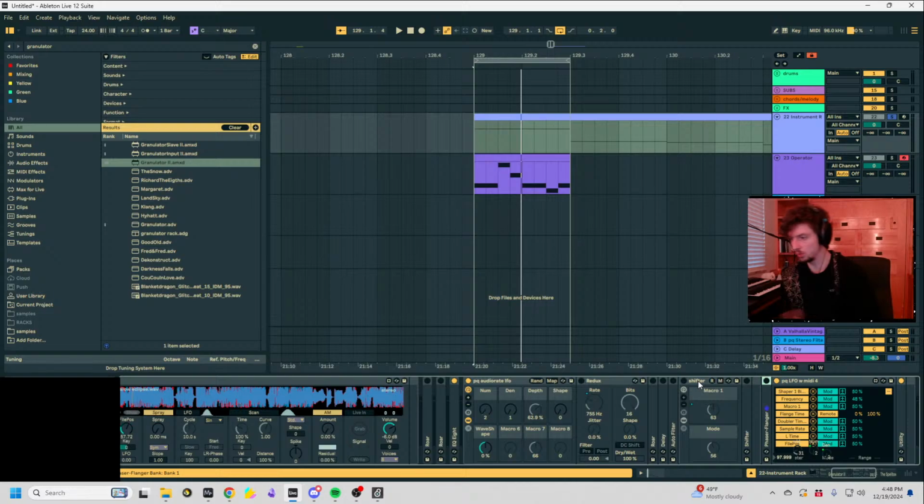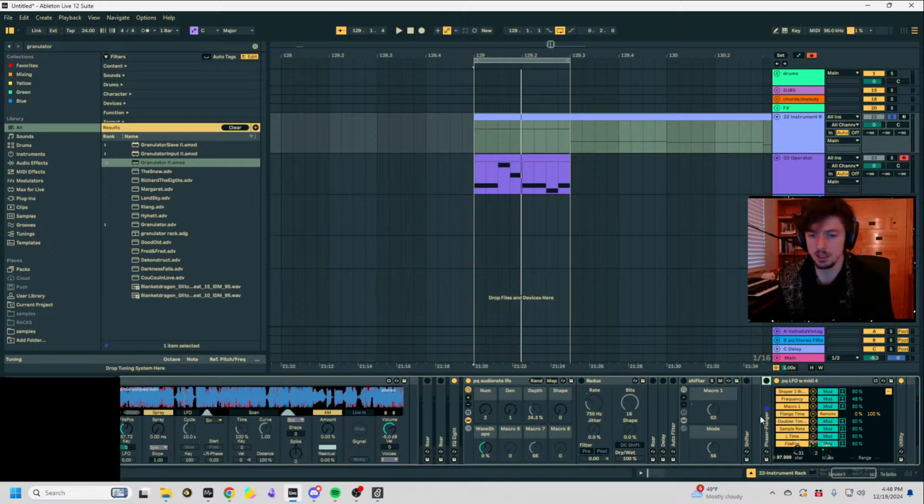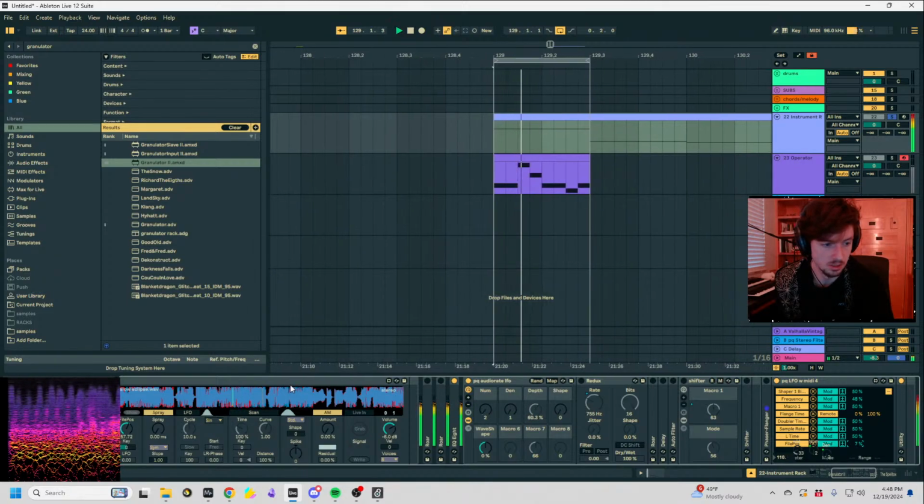Is the envelope follower also sample rate limited? I think the envelope follower kind of sucks. Yeah, it does not. It follows the envelope. It doesn't follow the actual waveform. I mean, it doesn't suck, but for this purpose, it's not gonna work.